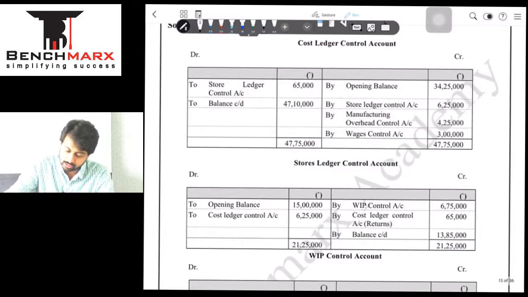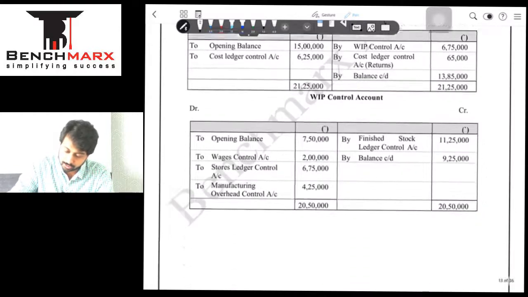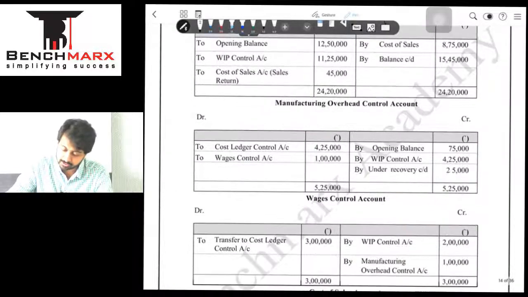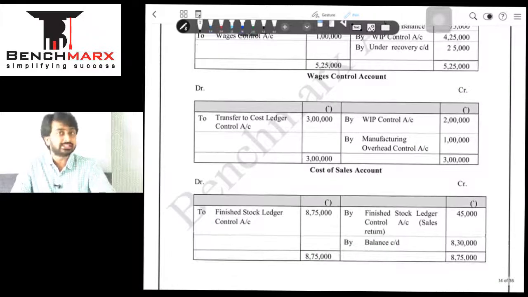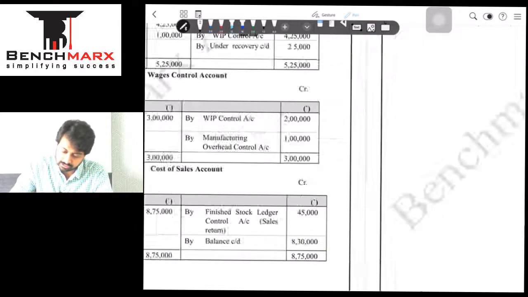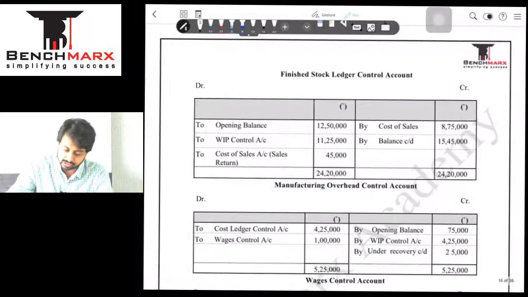This is a GLA account, SLC, WIP के बाद I have my FG के बाद I have my overheads, then I have my wages, then I have my cost of sales because I don't see admin expenses and I don't even see S&D expenses मेरे ख्याल से, and then last में I have the TB. ठीक है. So first things first, let us start.